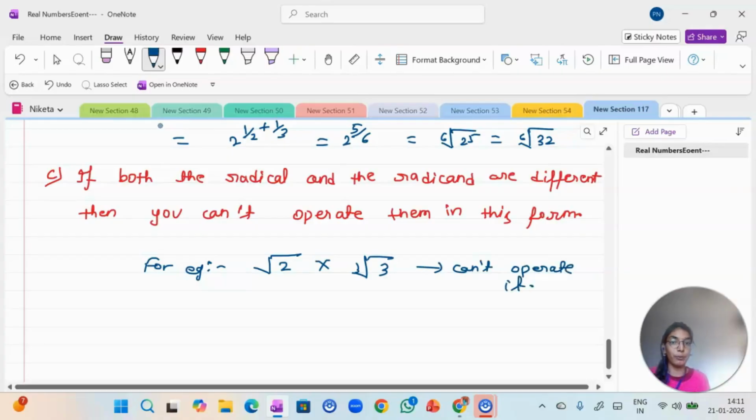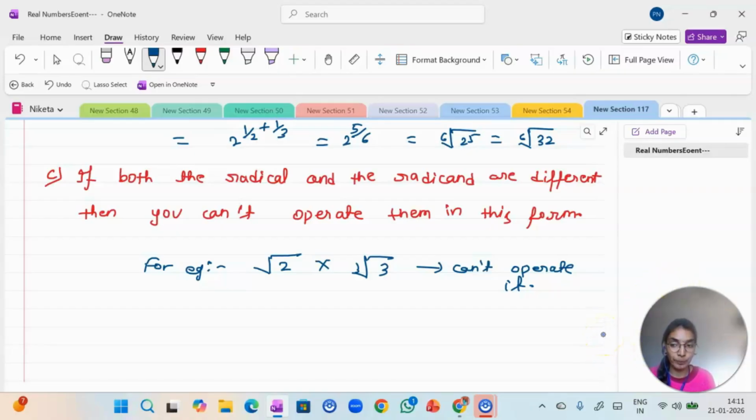So I hope you have no doubt in real numbers, exponent rules and the properties of radicals. Okay, so that's all for today. Thank you.